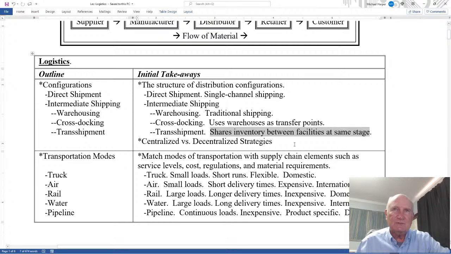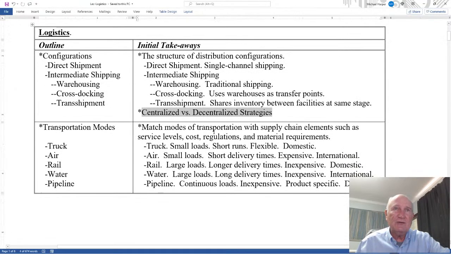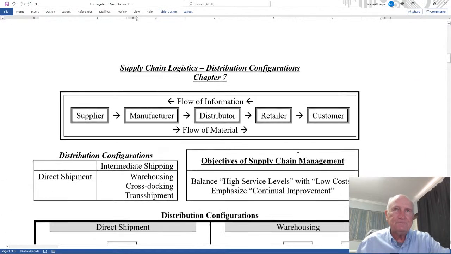in relationships. But also you have something called centralized versus decentralized strategies, where the direct shipment and cross-docking could be a centralized strategy, warehousing and transshipment decentralized. We'll get into that. And finally, transportation modes. We have truck, air, rail, water, and pipeline, and I'll talk about the different characteristics within each one of those. So let's get into the details.